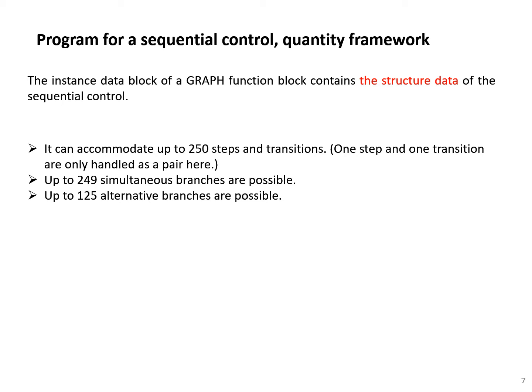The instance data block of a graph function block contains the structured data of the sequential control. It can accommodate up to 250 steps and transmissions. One step and one transmission are only handled as a pair here. Up to 249 simultaneous branches are possible, and up to 125 alternative branches are possible.